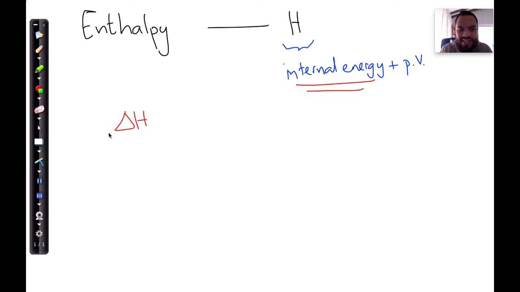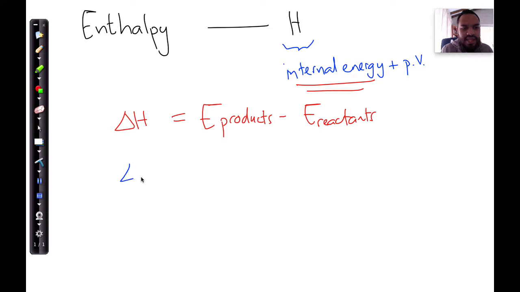All you need to know is what delta H represents. It is the change in enthalpy, aka the change in heat, for your purposes in examinations, and it has a formula: the energy of the products minus the energy of the reactants. That's really what it's about. So delta H will be greater than 0 for an endothermic reaction, and delta H, the change in heat, will be less than 0 for an exothermic reaction.